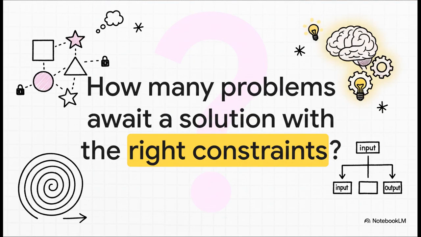Which kind of leaves us with one final thought. Once you learn to see the world in terms of variables, domains, and constraints, you start to see these kinds of puzzles everywhere. So it makes you wonder, how many challenges in our own lives are just waiting for us to figure out the right rules to solve them?